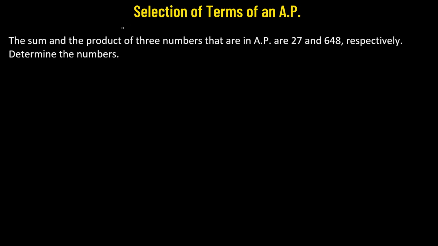In this problem, it's given that the sum and the product of three numbers that are in AP: the sum is 27 and the product is 648. We need to obtain the three numbers.